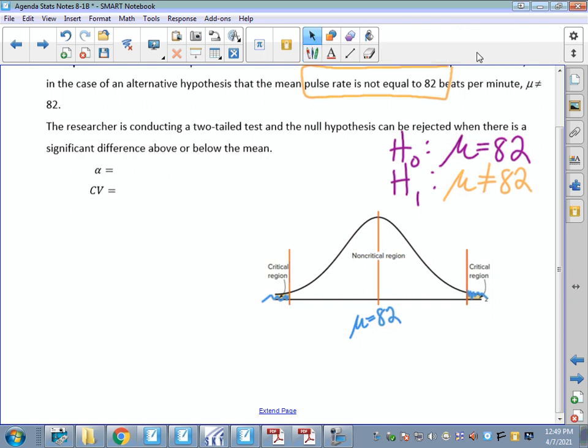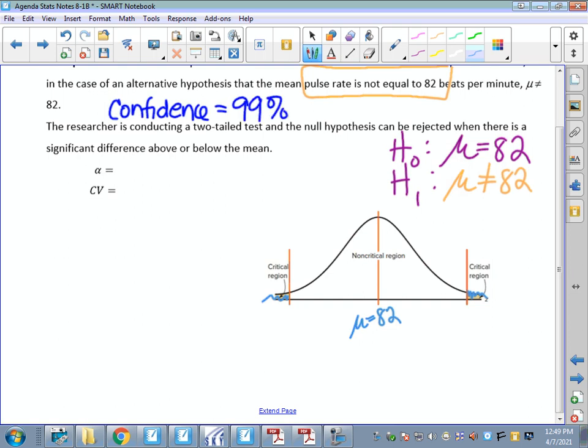So I'm looking to see if it's on either side of that. I don't know how big that critical region is. We will talk about that as we go. So let's say that we're sticking with our same 99% like we did in the last one. So I could say my confidence level equals 99%, which means what's my alpha equal to? 0.01 still, right? 1 minus 99%.